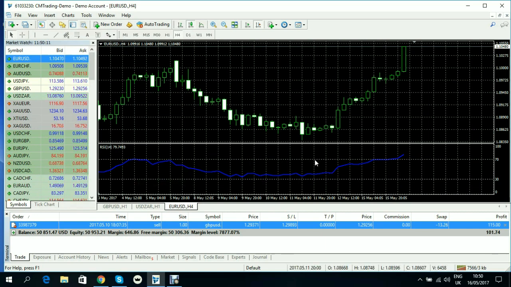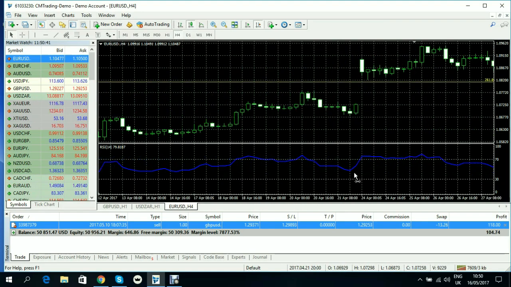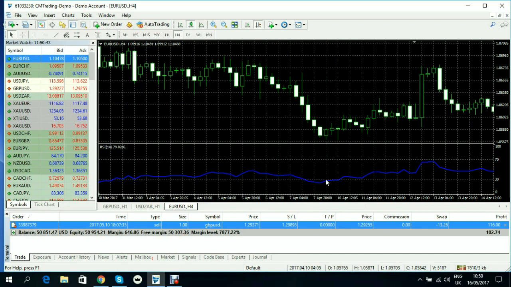Alright, let's look at how the RSI is made up and how it works. RSI is scaled from 0 to 100, but the RSI reads as oversold when it moves below 30. For example, here this indicates oversold.